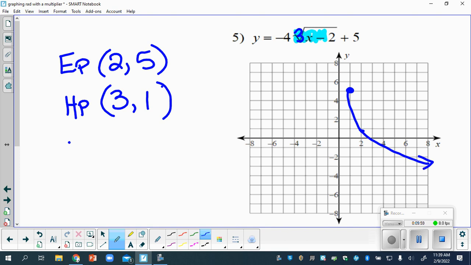Now, let's do our domain and range. Domain, remember, is easy. We don't hate domain. We just steal. We're just going to take this guy and say, boom, 2 to infinity.